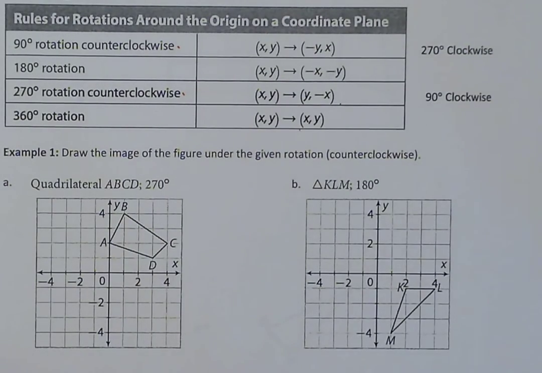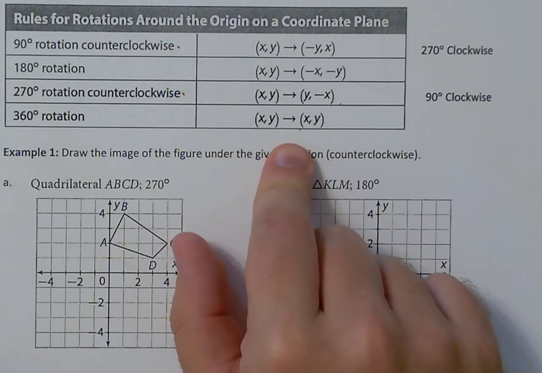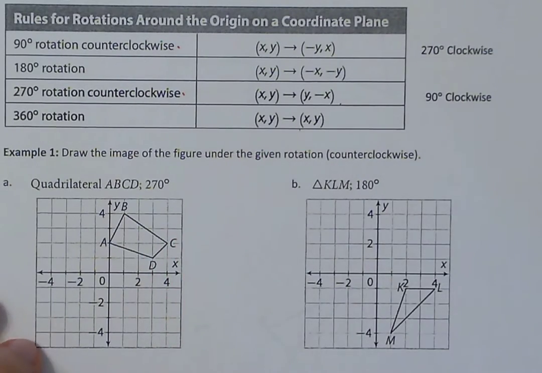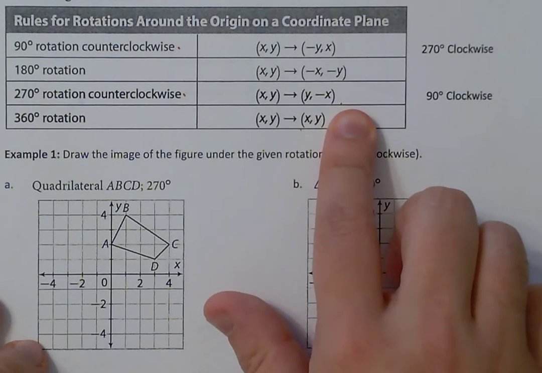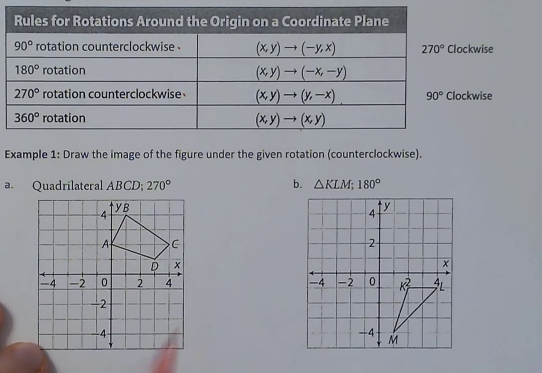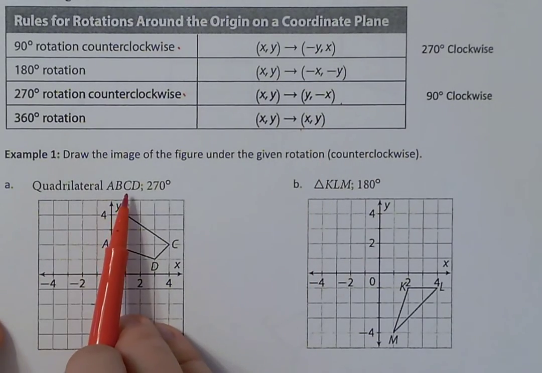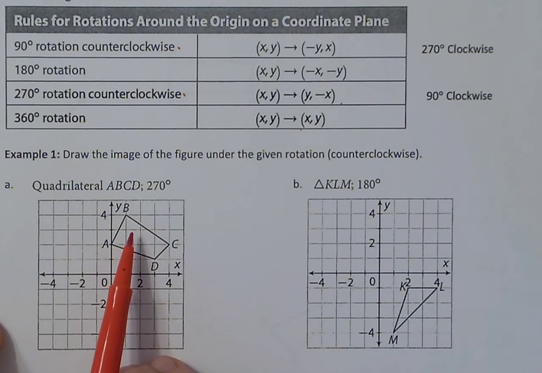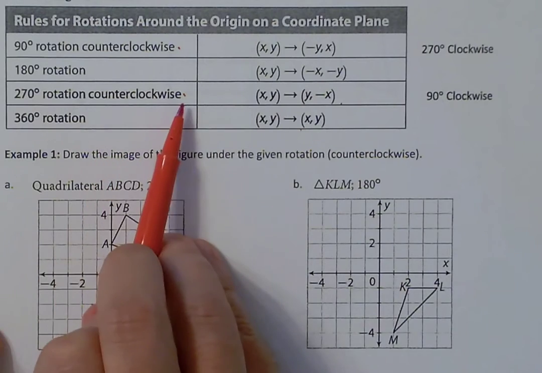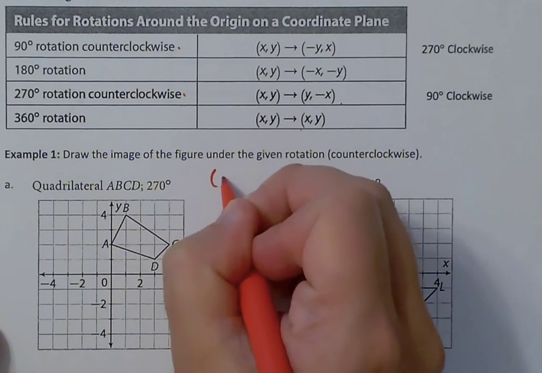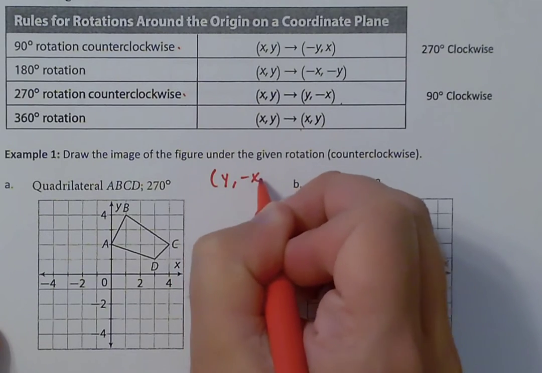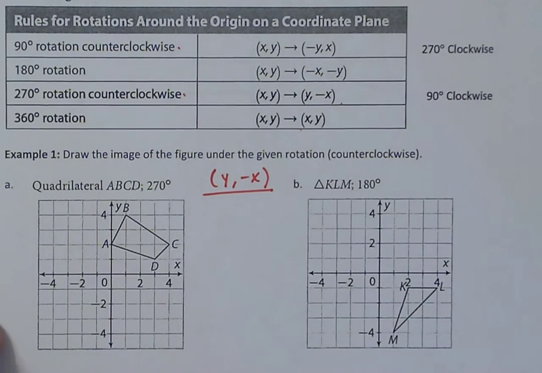All right, so we're going to use these rules to help us. We don't really need to use parchment or patty paper or wax paper today. We're just going to follow the coordinate notation rules. So for quadrilateral ABCD, they want me to rotate this counterclockwise 270. So a 270 counterclockwise rotation is (y, -x). So that's going to be our starting point.